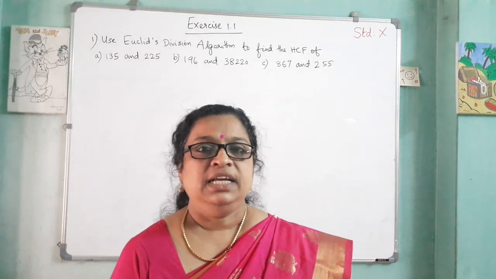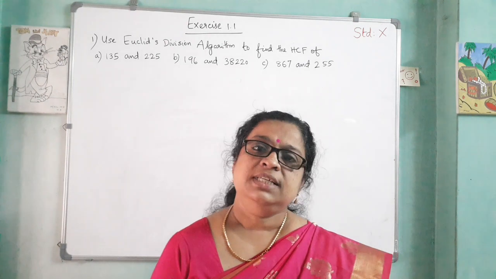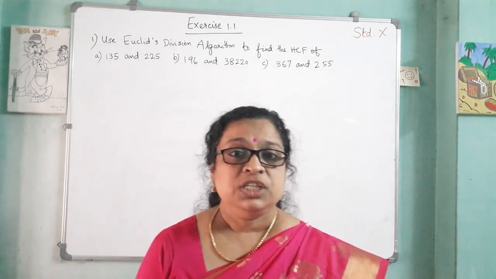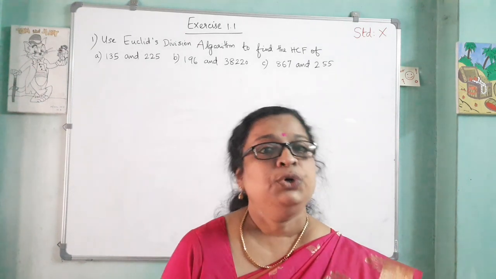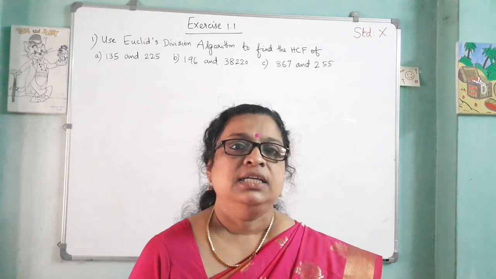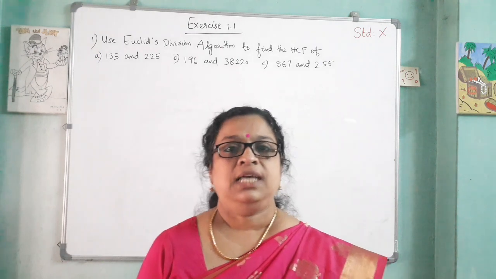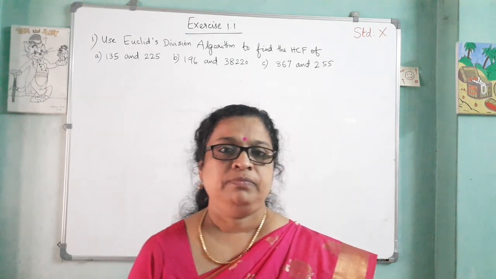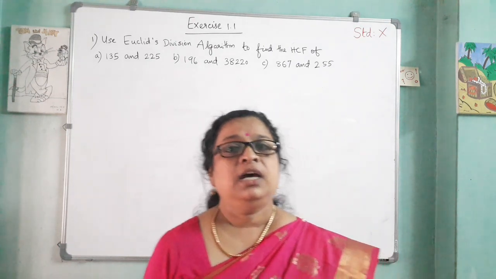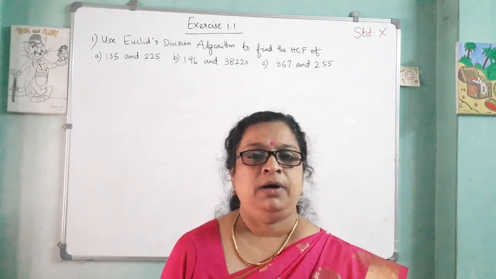Last class we studied Euclid's division lemma. What is it? For given positive integers a and b, there exist unique integers q and r such that a is equal to bq plus r, 0 less than or equal to r less than b. Euclid's division algorithm is based on this lemma.